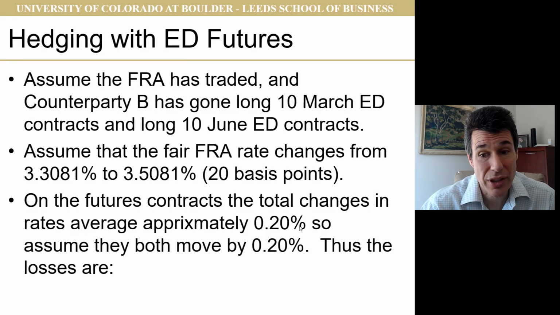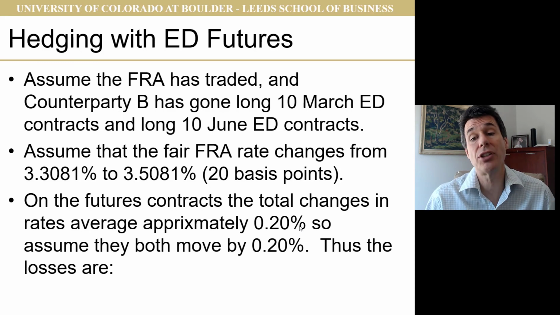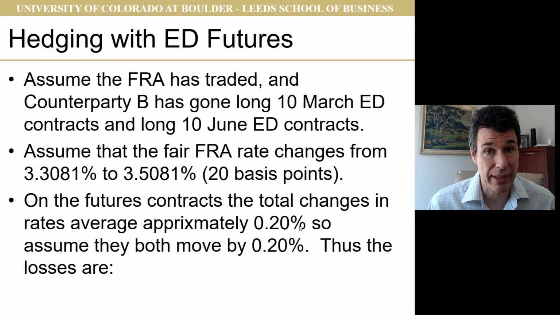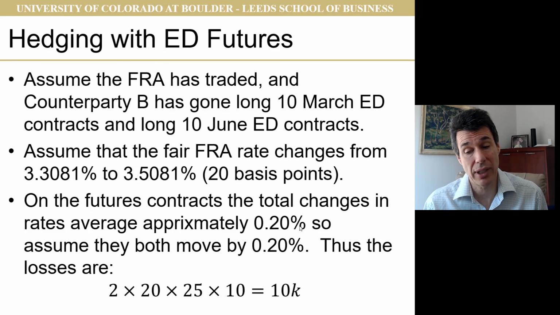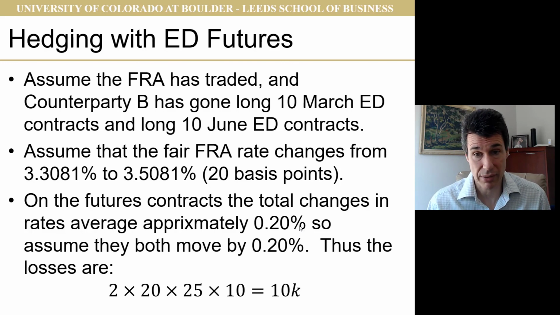On the futures contract, the total changes in the rates average 20 basis points. So one way for that to happen is they both move by 20 basis points. Loss in the futures, 2 times 20 times 25 times 10 equals $10,000. Net, they're hedged. Alternatively, one can move by 40 and the other move by 0.